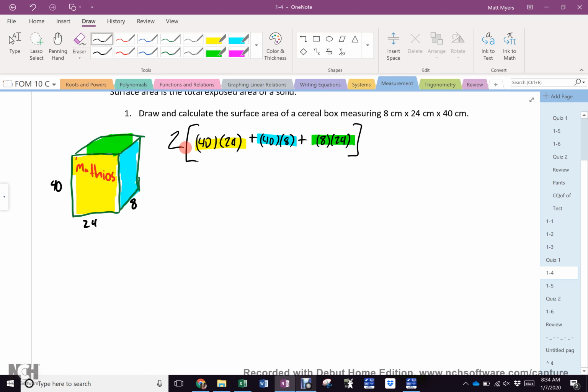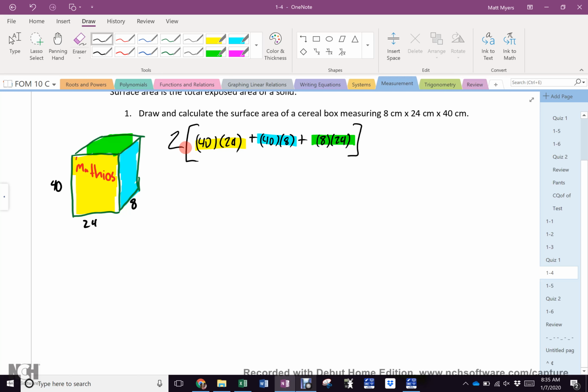Now, since these are all rectangles, they're all length times width, aren't they? Right? But when they're all in one prism, we can't call them all L and W, can we? Because L and W is only 2 dimensions. And how many dimensions does a prism have? 3. So we have to add a third letter here, don't we? What would logically that letter be? H for height, yeah? Okay.